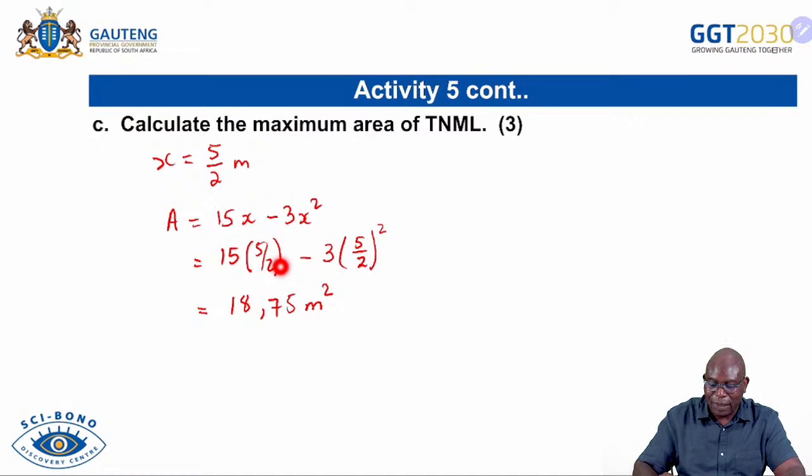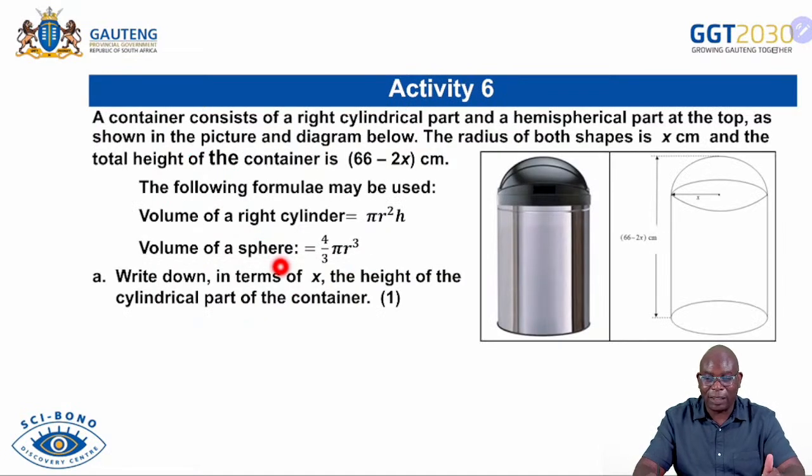Okay. The last activity on optimization. Remember, we still have to do calculus of motion. The last question on optimization. Very nice question here. Now we talk about the cylinder. It says a container consists of a right cylindrical part and a hemispherical part at the top. So in other words, we have a hemisphere there on the top.